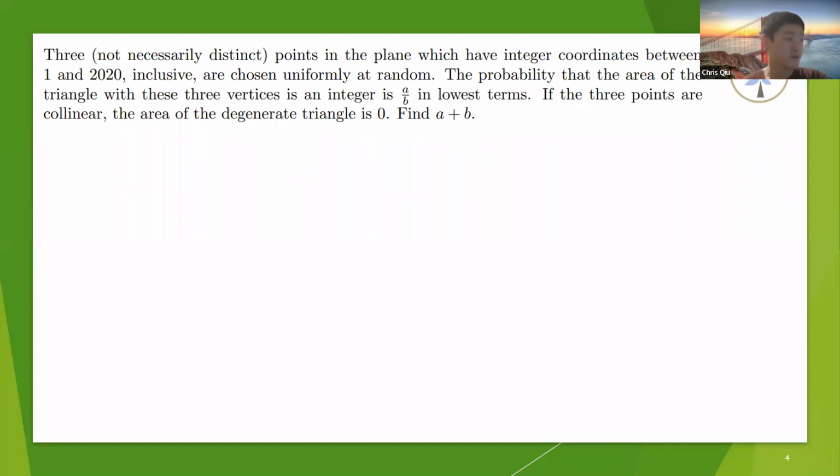Somebody's asking, what is collinear? So 3 points in a plane are collinear if they lie on the same line. So for example, the points 1, 5, 2, 7, and say 4, 11 are collinear because they all lie on the line y equals 2x plus 3.